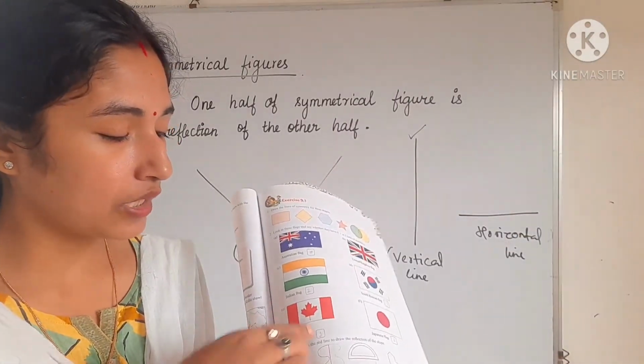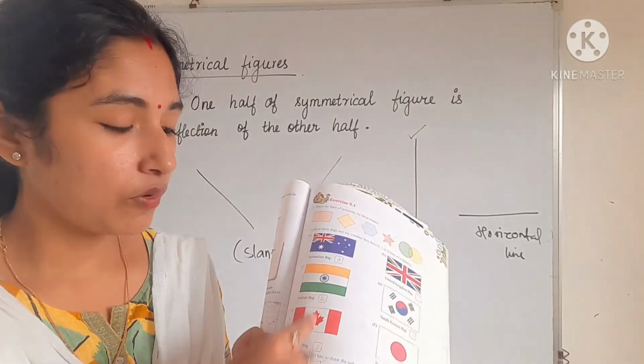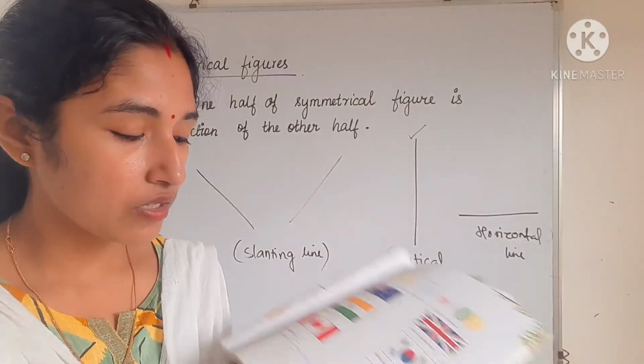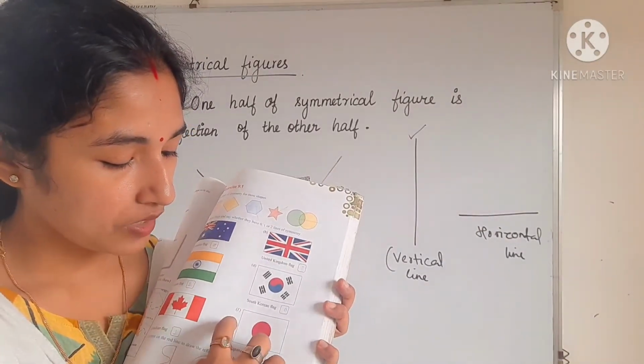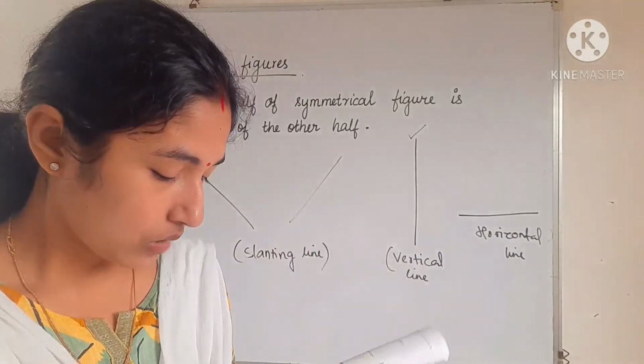In the Canadian flag in number E, you have to draw only one line of symmetry. That will be vertical, so it will divide into two equal parts. Similarly, in the Japanese flag there will be two. One will be vertical and another will be horizontal. Like this. So try to do this.